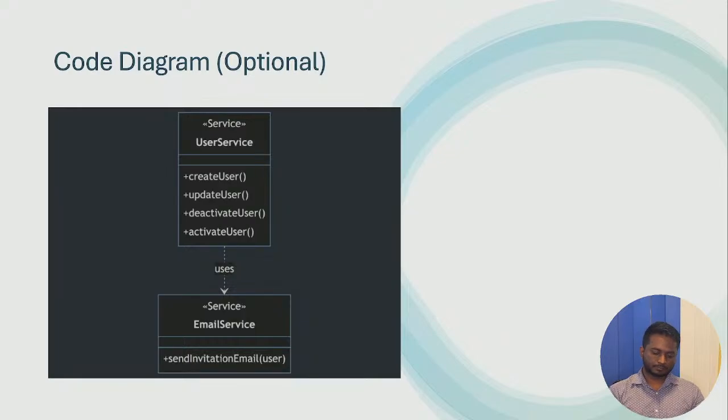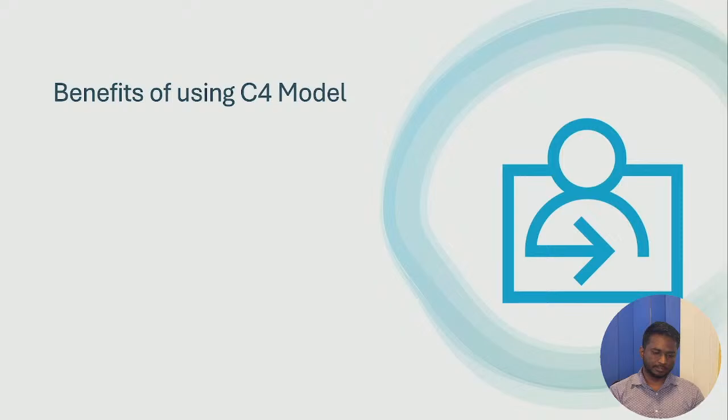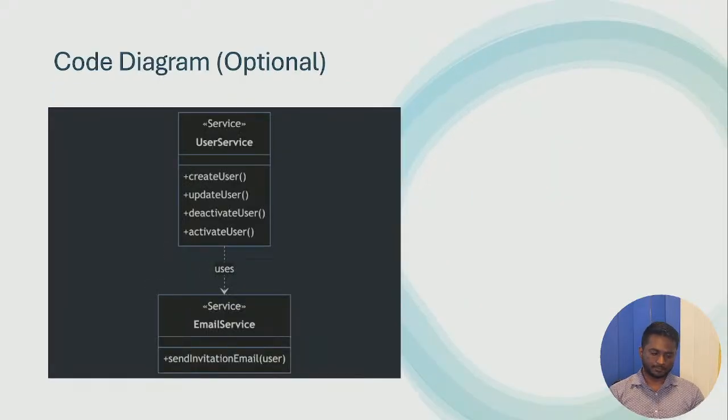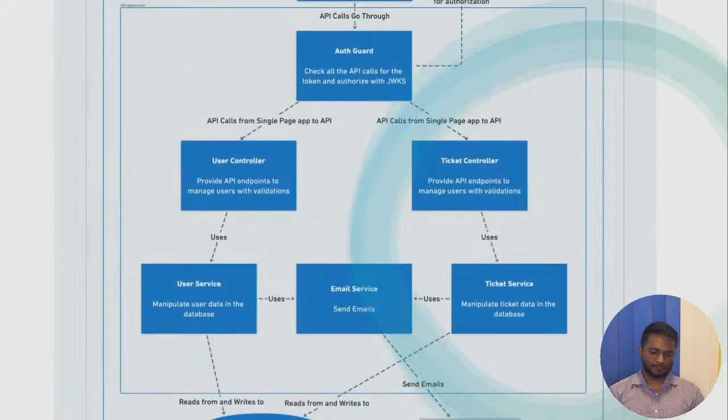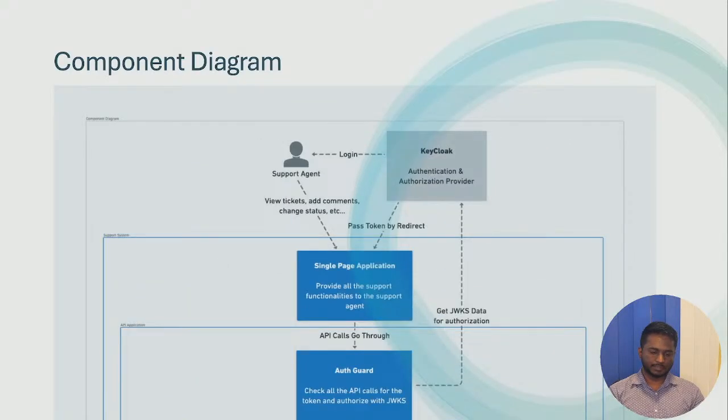So that's about the C4 model, how we are going to do this diagramming. And at the end, we are going to have a diagram like this, which is the deepest level that we can go, and developers can refer to this when they are starting the development.